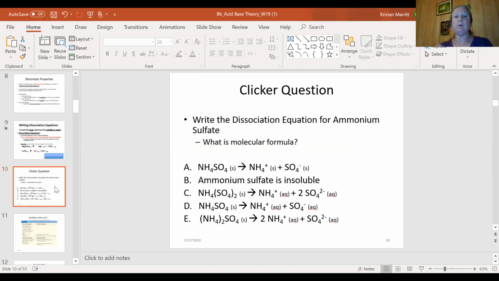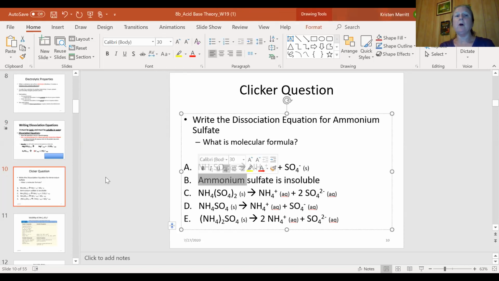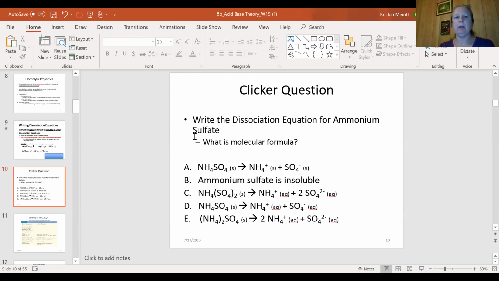So if you're given this question, write the dissociation equation for ammonium sulfate. It can't be B because ammonium is always soluble. Any ionic compound with ammonium, potassium, or sodium is always soluble. That makes it really simple because those are used a lot. So anytime you see that, it's soluble. You don't even have to look it up.